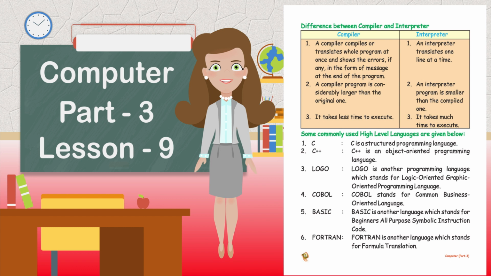Some commonly used high-level languages are given below. First, C. C is a structured programming language. Second, C++. C++ is an object-oriented programming language. Third, Logo. Logo is another programming language which stands for Logic-Oriented, Graphic-Oriented Programming Language. Fourth, COBOL. COBOL stands for Common Business-Oriented Language.